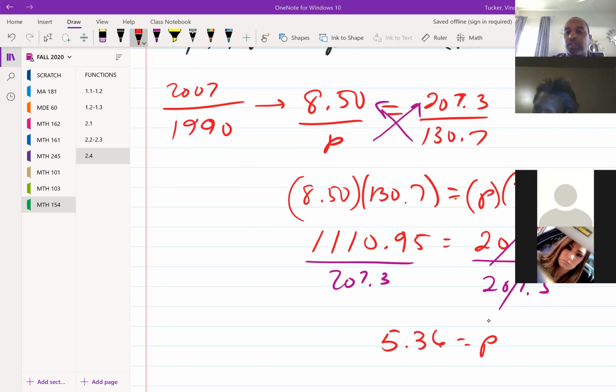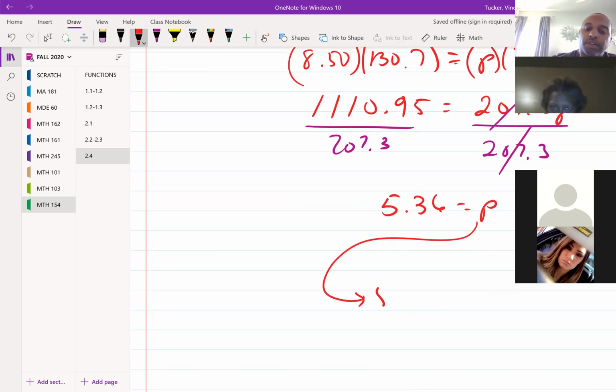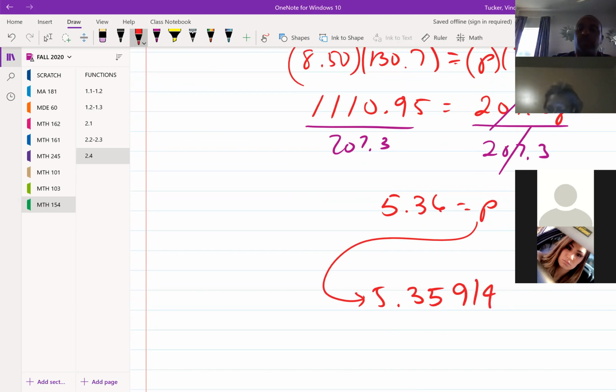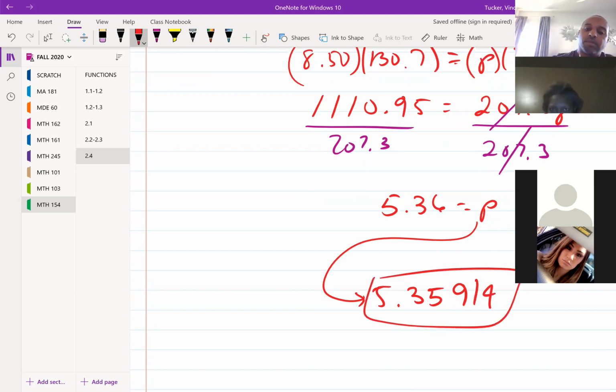Yep. Total us to round to the nearest cent. So it's $5.36. Okay. And just in case you wanted to know, that was actually 5.35914.